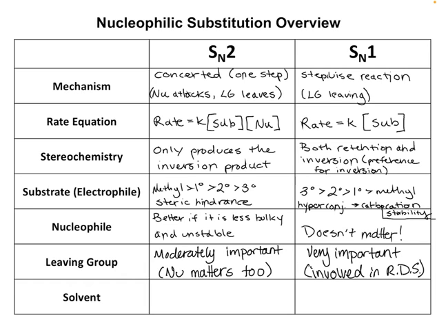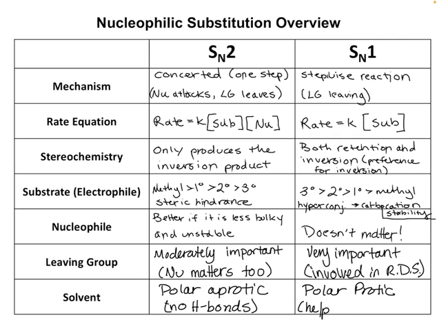And then before that, we had talked about the solvent, right? And we said that polar aprotic solvents are better for SN2 reactions because there are no hydrogen bonds. But for SN1, polar protic solvents are better because they help stabilize the leaving group once it leaves. So we'll put a negative charge on the leaving group to indicate that it's already left.